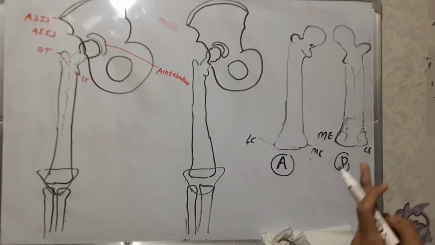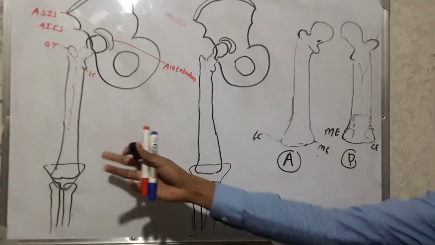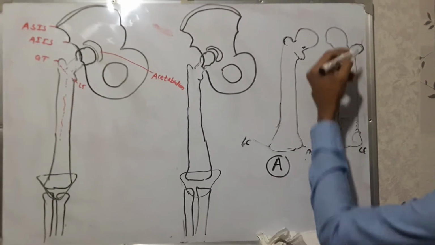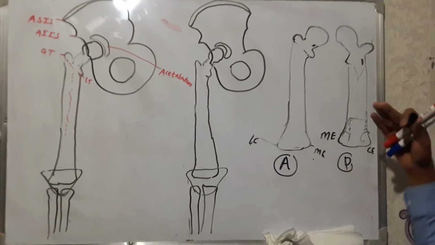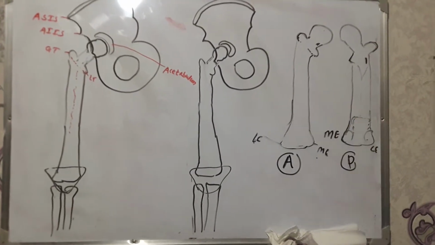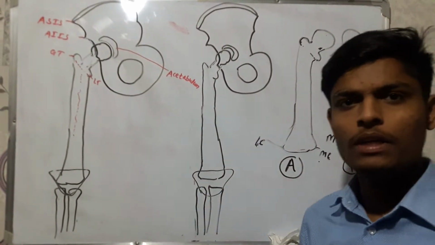Remember the linea aspera here, because we have one more important attachment there that we will discuss. So make sure you know about linea aspera. Somewhere here we also have the gluteal tuberosity, at the upper end of the femur. If you know about the femur bone, then you will understand these muscles very clearly.